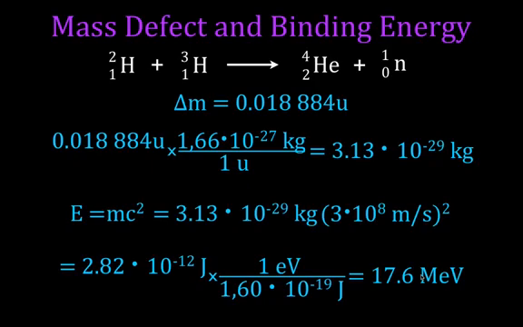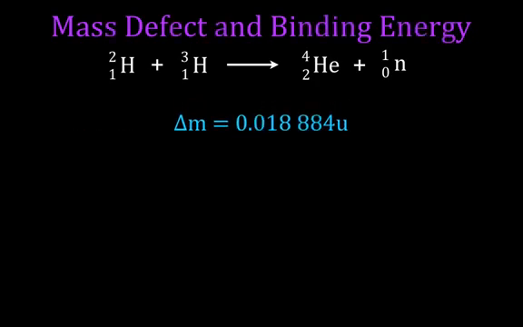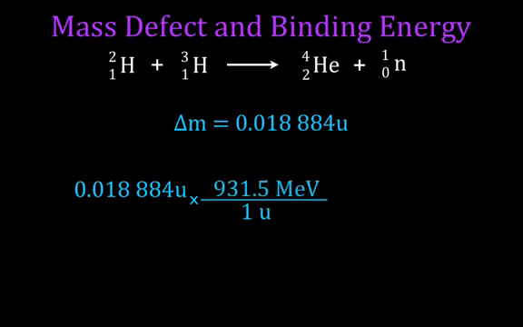Now there is a little simpler way to do that, because there's a direct conversion between atomic mass units and mega electron volts. So we're going to convert our atomic mass units once again using the fact that 1 atomic mass unit is equal to 931.5 mega electron volts. You remember in the previous slide we went from atomic mass units to kilograms, and then kilograms to joules, and joules to mega electron volts. We can go right from atomic mass units to mega electron volts because we know that 1 atomic mass unit is this many mega electron volts, and we get the same answer, 17.6 mega electron volts.